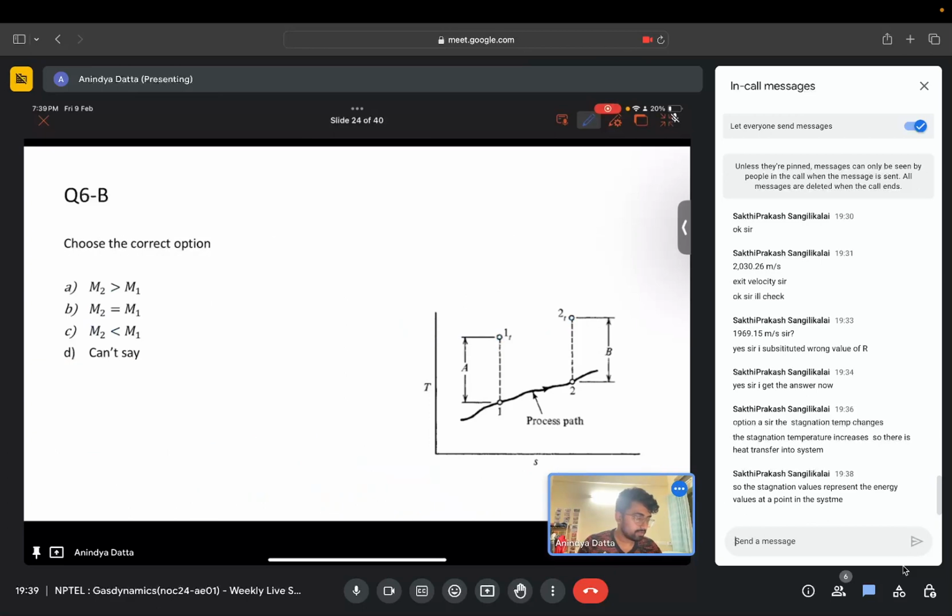So for the same question, the next part: choose the correct option. Now the question is what you can comment about the Mach number at the two states.